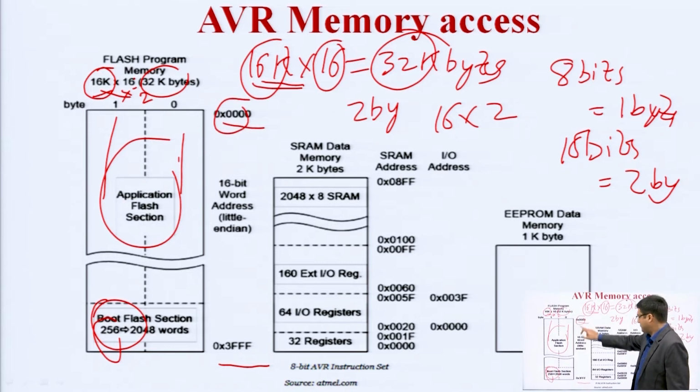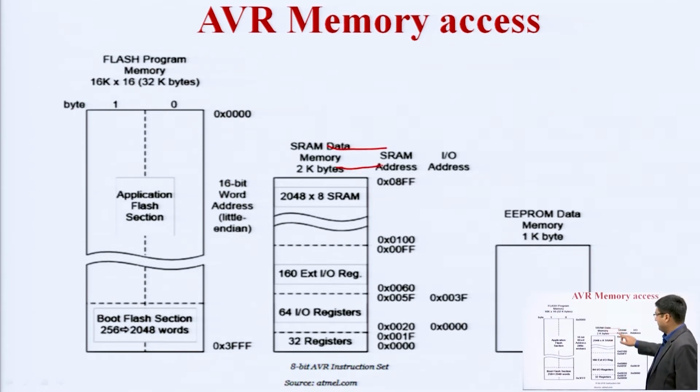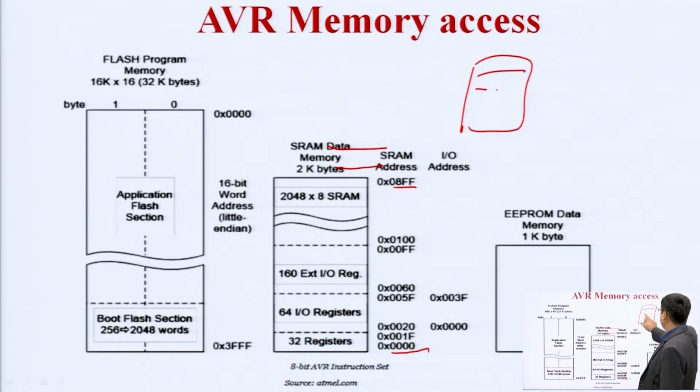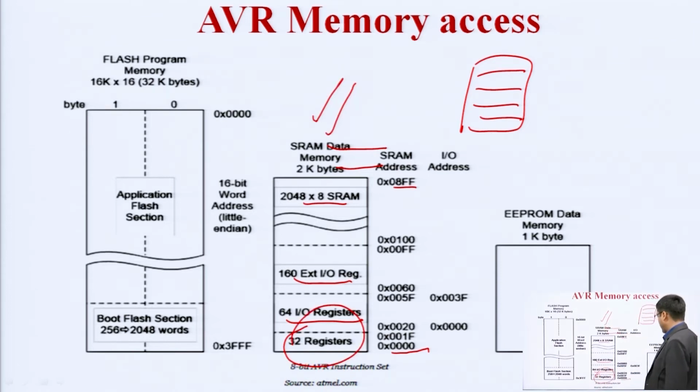So this is the address range, we have seen that. After that, the second block is dedicated to SRAM data memory. It is of 2 kilobytes, ranging from 08FF to 0000. It is divided into further subsections because memories have sectors, we have seen that. So 2048 into 8 SRAM, 160 external input output registers, 64 input output registers, and 32 registers. So this is the register organization of AVR microcontroller.